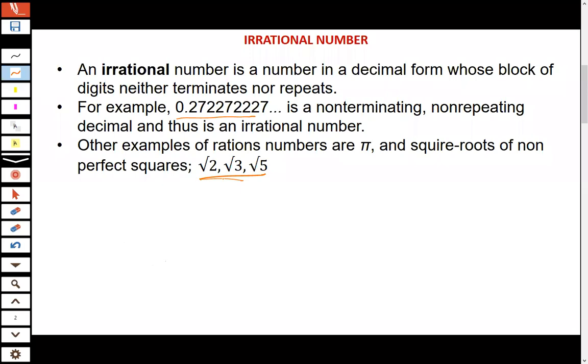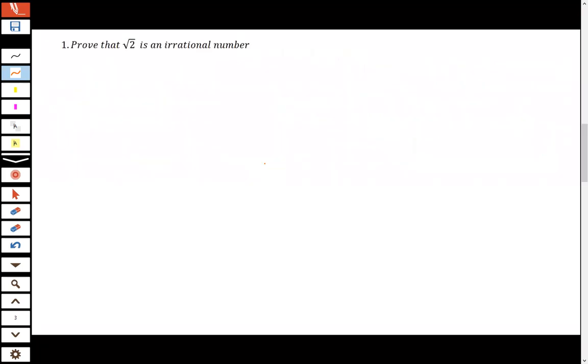Some examples of irrational numbers are the square root of 2, the square root of 3, and the square root of 5. Let's look at how you can know that a number is irrational. How can you prove that root 2, root 3, root 5 or any such number is an irrational number? We use a method called the contradiction method. Here we have a question which says: prove that the root of 2 is an irrational number.